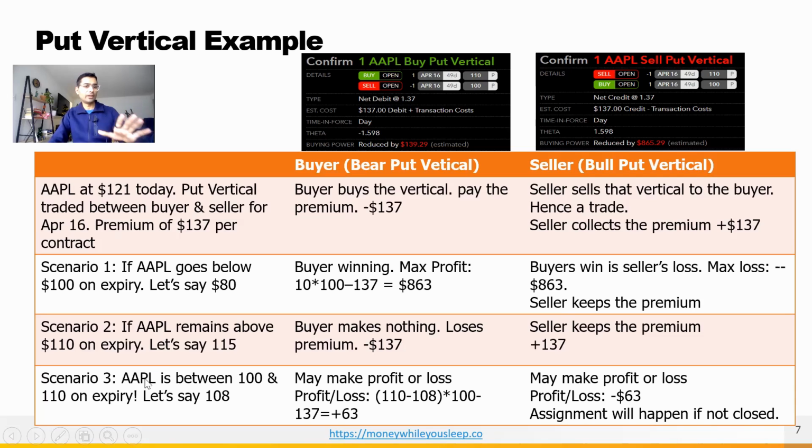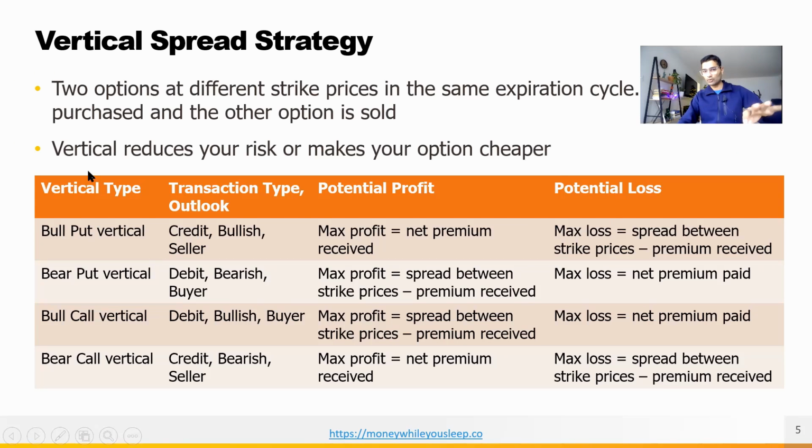All right. You would have understood that whenever this kind of scenario happens, where the stock price is between these two strikes, it's always better to close if you are not willing to take an assignment. After seeing these examples, now let's quickly look at the summary.